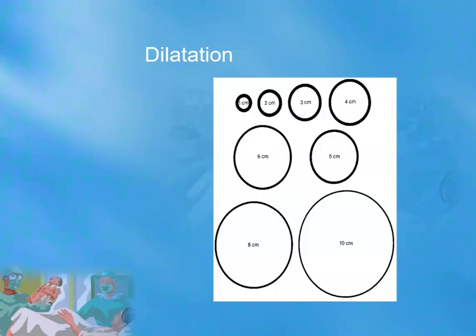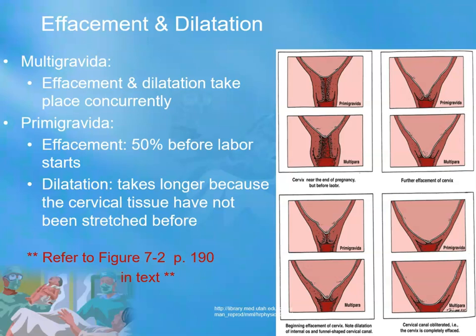Here's some figures of what dilation actually looks like. So 1 centimeter to 10 centimeters. The effacement and dilation, again, plays a big part with those sterile vaginal exams, because the more thin the cervix gets, it effaces, the more likely it's easier for it to open and dilate. With a multigravida, remember, this is someone who's been pregnant before, they efface and dilate concurrently. So it's a little bit quicker than the primigravida.